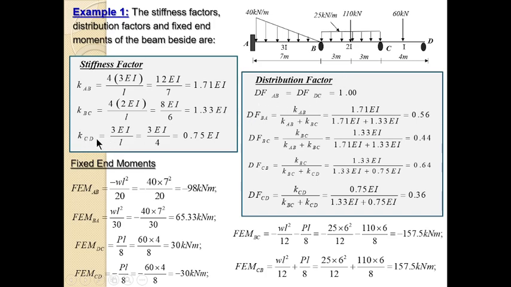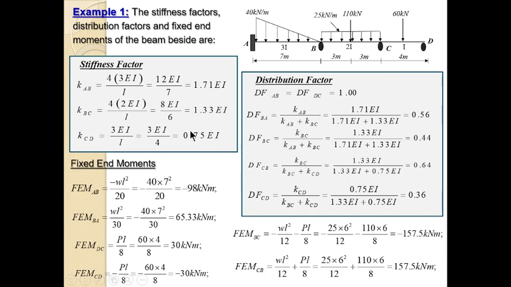For span CD, it is continuous at the support, with a simple support here. It is not continuous here. So it is considered fixed at one end and simply supported at the other end. For such a case, the stiffness is 3EI all over L. Because the moment of inertia here is just I, we are not multiplying by any extra number. So we have 3EI over L. If you put L as 4, which is this length, the stiffness is 0.75 EI.